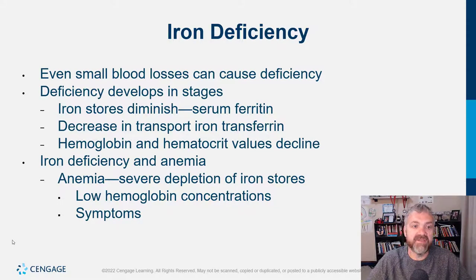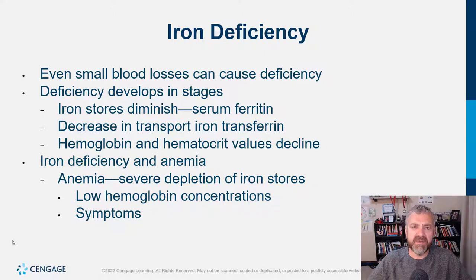And then after that, you'd see a decrease in the transport iron, transferrin. So ferritin levels will drop first, then transferrin levels. If you're out of stored iron and out of this transported iron, then you don't have the iron needed to make red blood cells. And you see your hemoglobin levels go down and hematocrit levels go down as well, which is a measure of the percent of red blood cells. All right, and that's when you would see iron deficiency or iron deficiency anemia. So if your iron stores are gone, you'll see low hemoglobin levels.